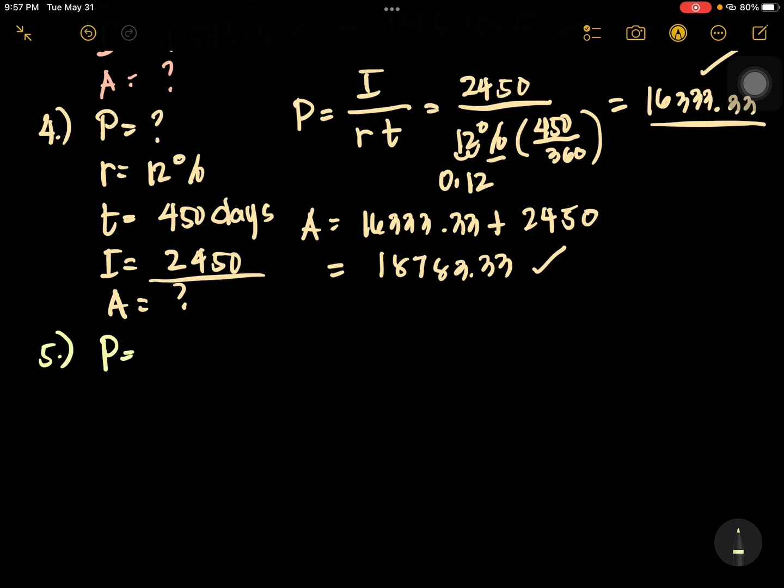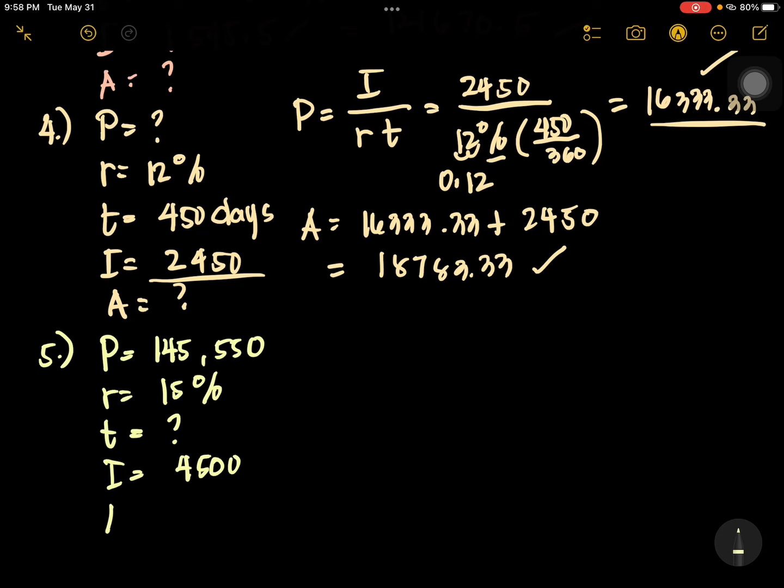Principal is 145550 and our rate is 15%. So bear with me a little, class. So the time is unknown and our interest is 4500. We also have to look for our amount.